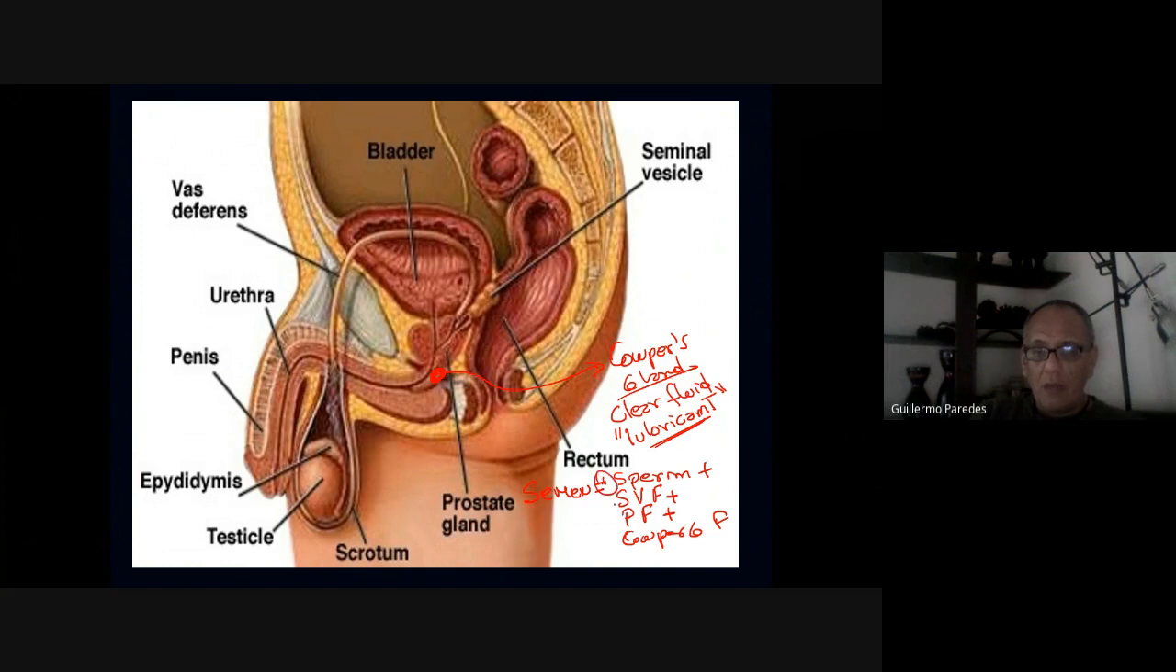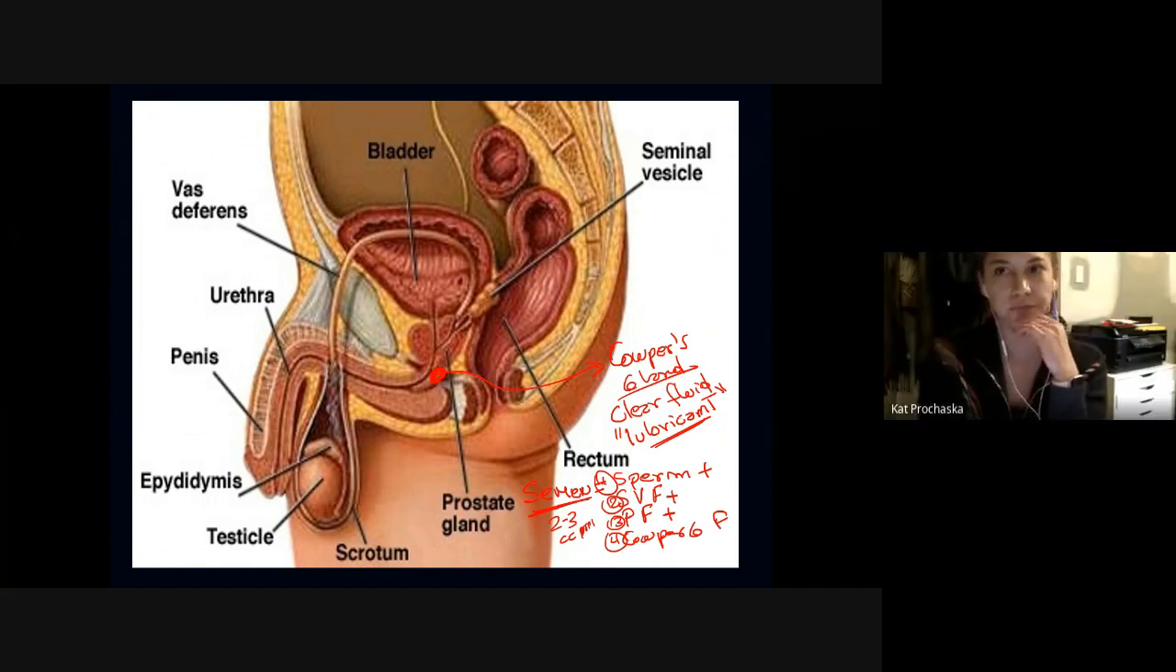Okay, so we have 1, 2, 3, 4. All this is going to be 2 to 3 cc or mL of volume of the semen. Okay with that? 40% prostatic fluid, calcium, alkaline; 60% seminal vesicle fluid, fructose, I explain why; and the sperm, about 350 million spermatozoids. All together are going to be the semen. Is that clear?